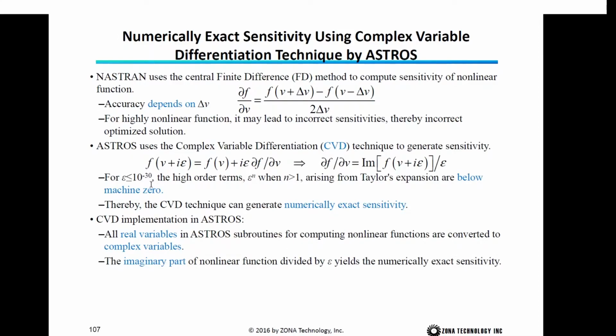If the epsilon is very small, the high order terms in this Taylor's expansion, when n is greater than 1, are below machine zero. Therefore, the CVD technique can generate numerically exact sensitivity. CVD implementation in ASTROS: all real variables in ASTROS subroutines for computing the nonlinear functions are converted to complex variables. The imaginary part of the nonlinear function divided by epsilon gives the numerically exact sensitivities.